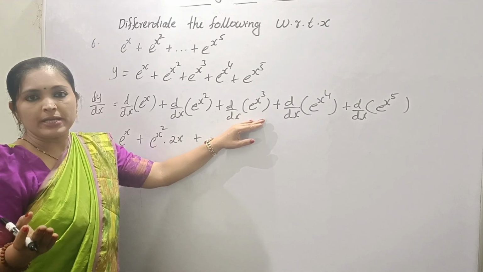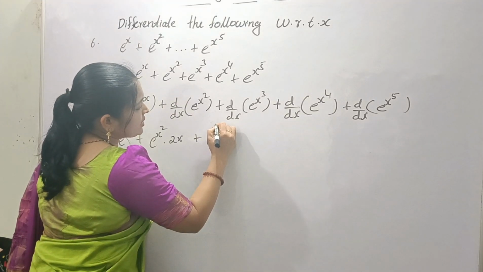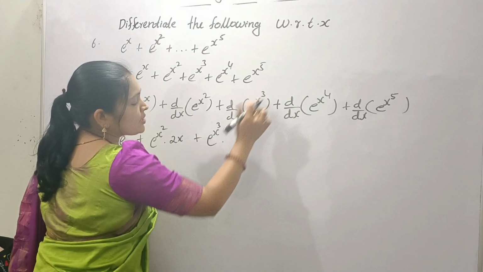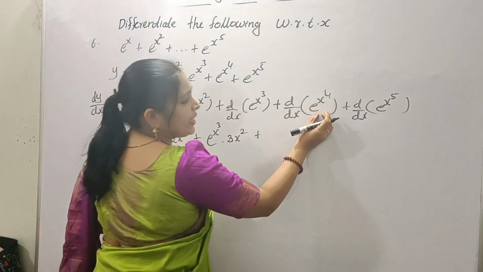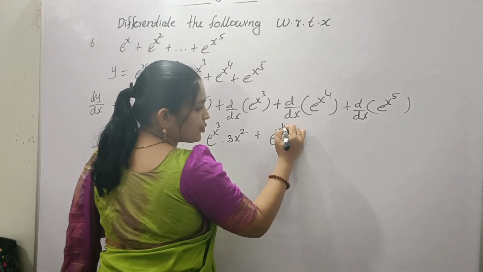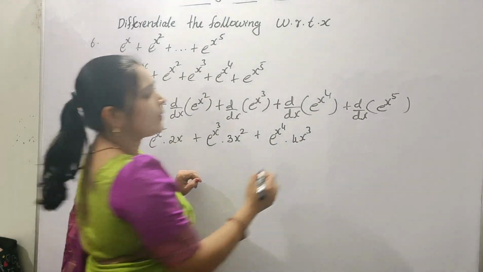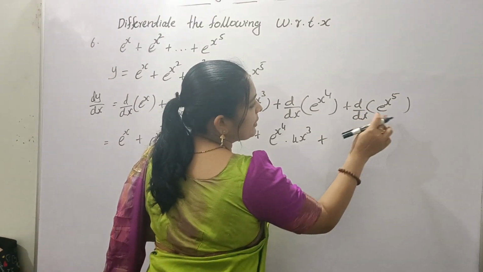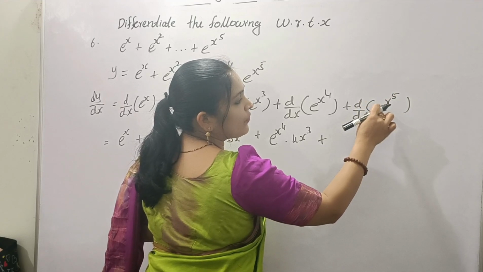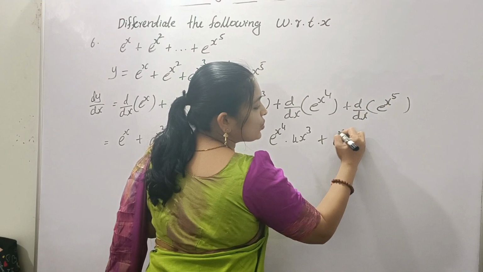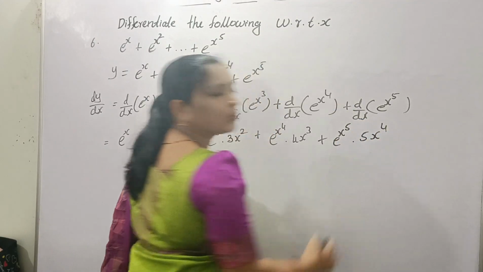e raised to x cube is e raised to x cube into derivative of x cube, which is 3x square, plus d by dx of e raised to x raised to 4 is e raised to x raised to 4 into derivative of x raised to 4, that is 4x cube. Plus here also similar, e raised to x raised to 5. d by dx of e raised to x raised to 5 is e raised to x raised to 5 into derivative of x raised to 5, which is 5x raised to 4.